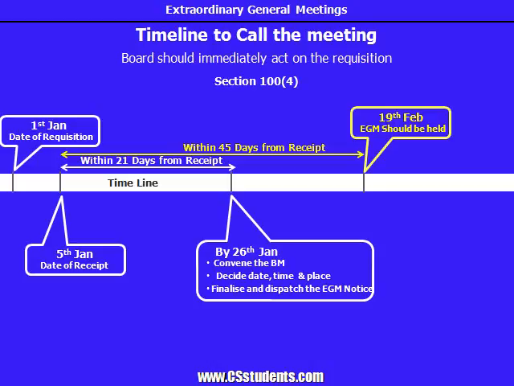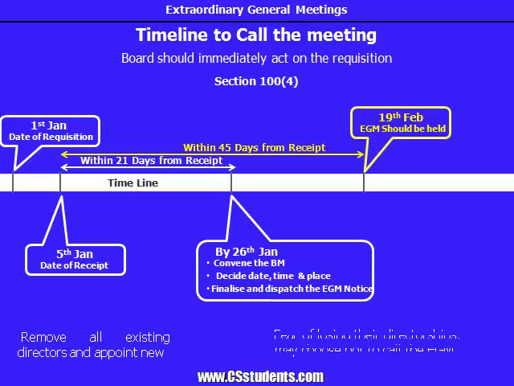Let's see what happens if the board of directors does not act on the requisition. For example, if the shareholders have given a notice to remove all the existing directors and appoint new directors, the existing board members, with a fear of losing their directorships, may choose not to act on the requisition, and do not call the extraordinary general meeting.